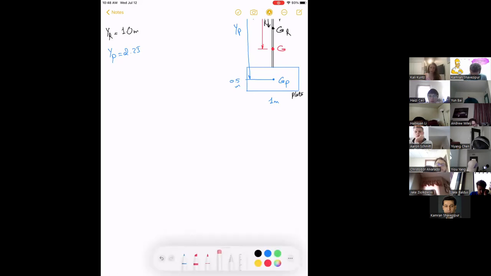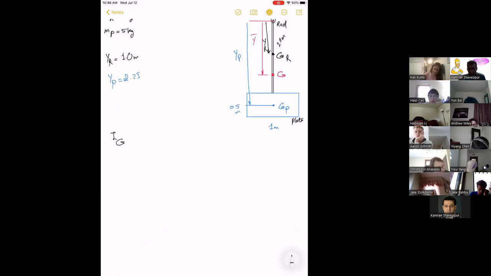So to find I about G, I have two objects. I can separate them and add I for each of them together. So it's going to be I of plate about G plus I of rod about G, right? Yes, follow?